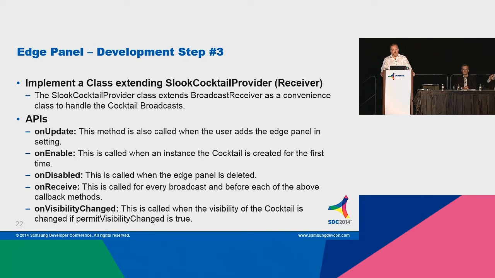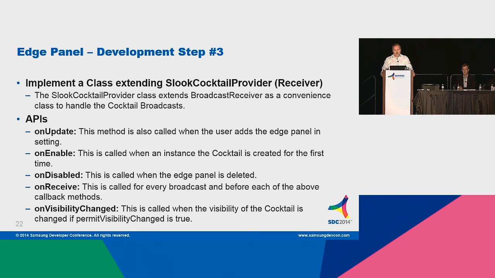The SLOOK cocktail provider is a convenience class that extends the functionality of the Android broadcast receiver class, and the SLOOK cocktail provider parses and extracts the relevant fields from the intent received from the broadcast onReceive method. The onUpdate method is called when the edge panel must be updated, and when the user enables or adds the edge panel in the edge panel settings application. This method should implement any necessary initialization functionality, such as defining event handlers and starting any necessary services.